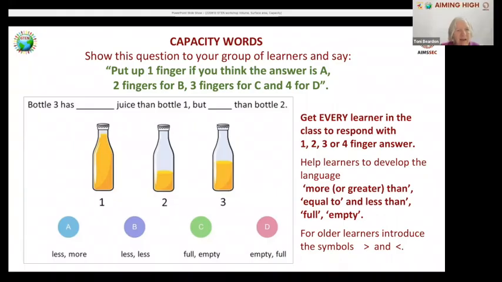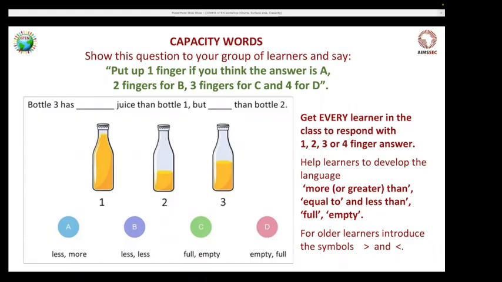Bottle 3 has less than bottle 1 and more than bottle 2. So A it is. More. That's A. Yeah, well, we know you can do that.